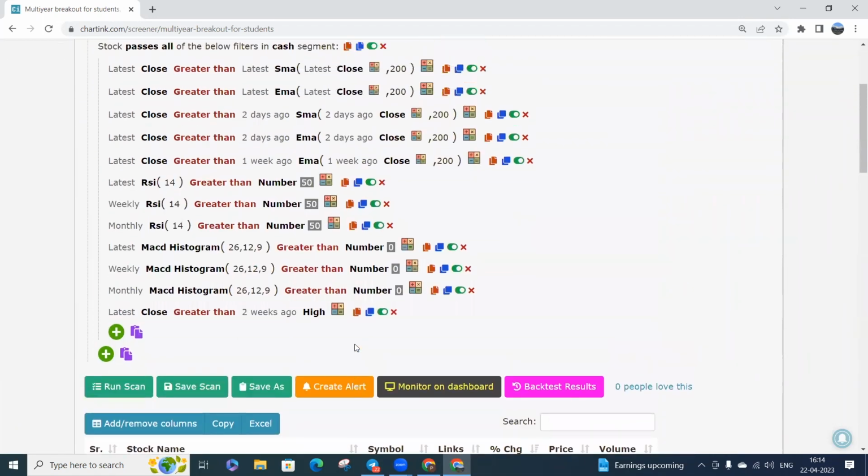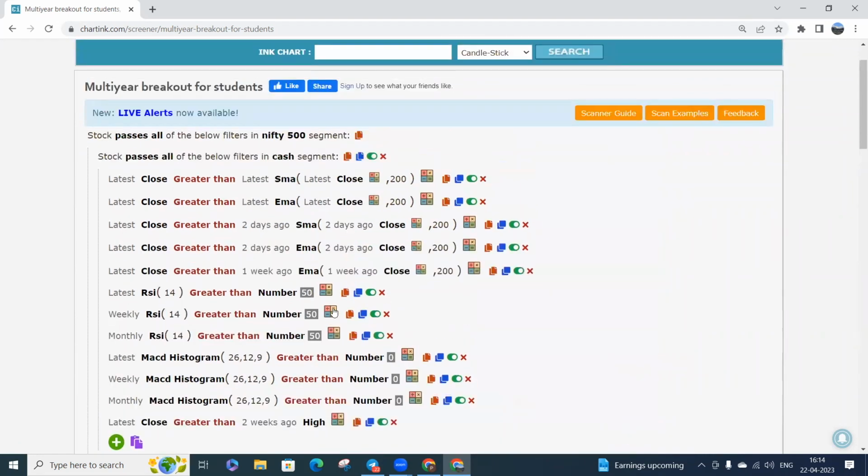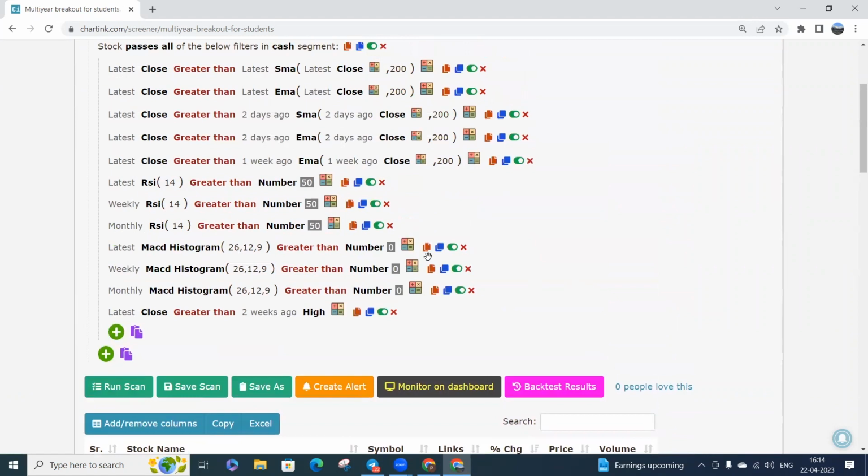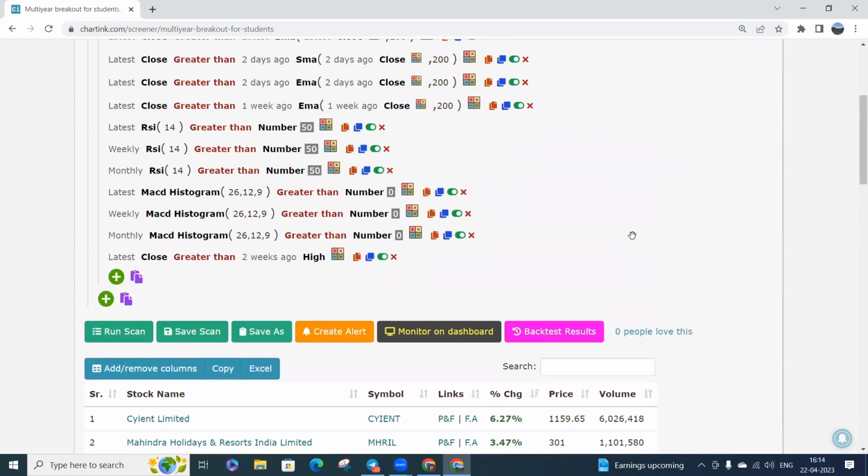Why is it still not coming? Is there anything which I missed? 1 week ago, 1 week ago. Yeah, correct. What about RSI? Do we change the RSI as well? No need. So MACD is also the same? Same. This is a default number.